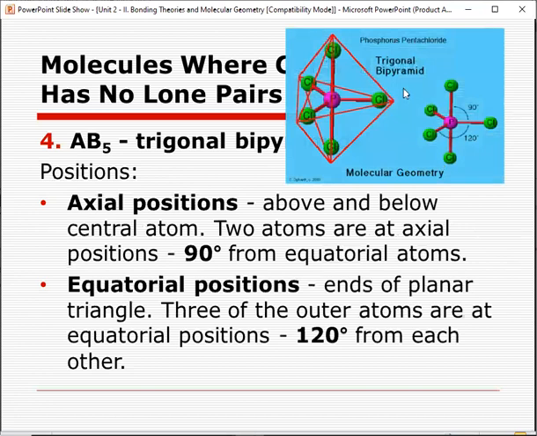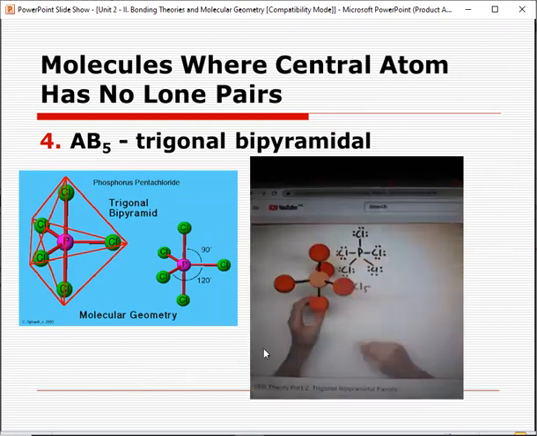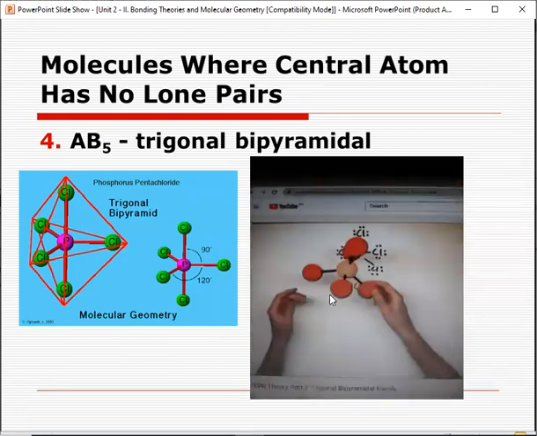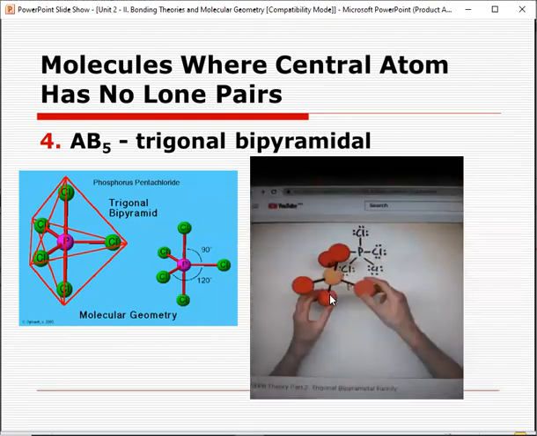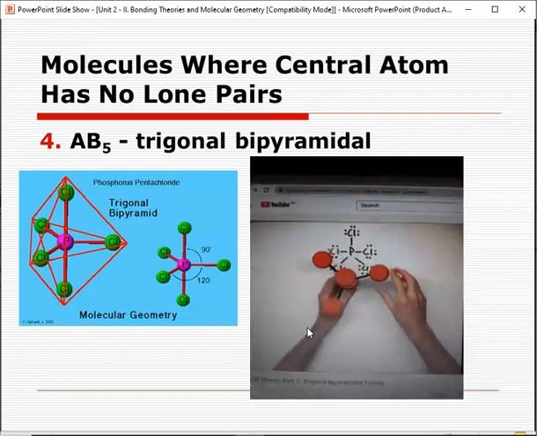So this is the picture. This is the axial, which is 90 degrees from the equatorial, and this is the equatorial position, which has 120 degrees angle from its neighboring equatorial positions. It is not flat or in plane. This is what trigonal bipyramidal really looks like. So if you have five outer atoms, this is its geometry, called trigonal bipyramidal.